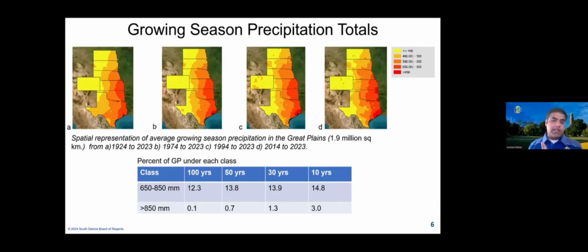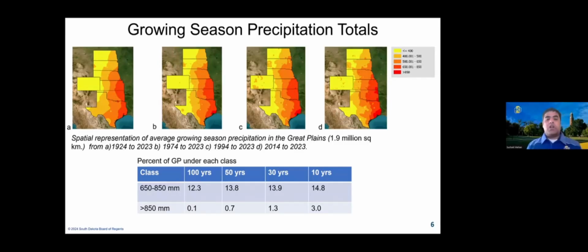The color scale on the right indicates the precipitation level in millimeters, ranging from less than 400 millimeters in yellow to 850 millimeters or more in dark red. As you can see, over a period of time, the southern and central parts of the Great Plains, particularly Texas, Oklahoma, and Kansas, experience low precipitation totals during the growing season, represented by the dominance of the orange and red colors in the figures. These areas are consistently receiving less than 650 millimeters of precipitation.